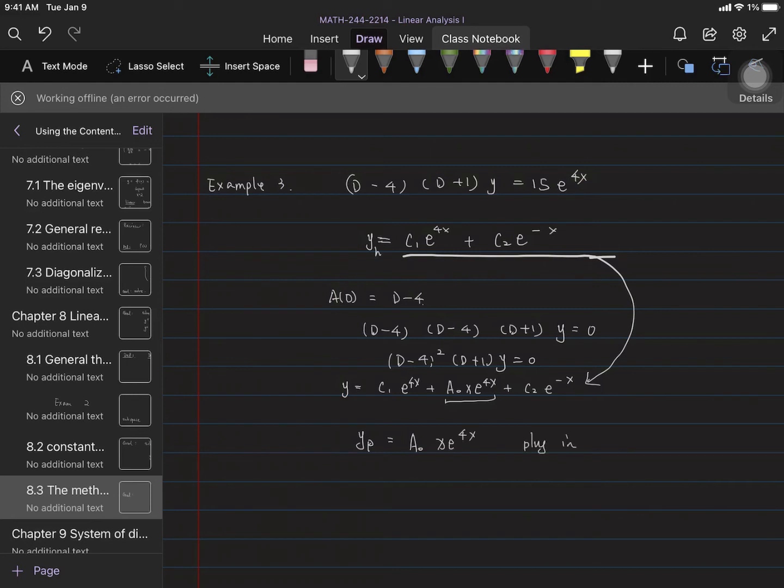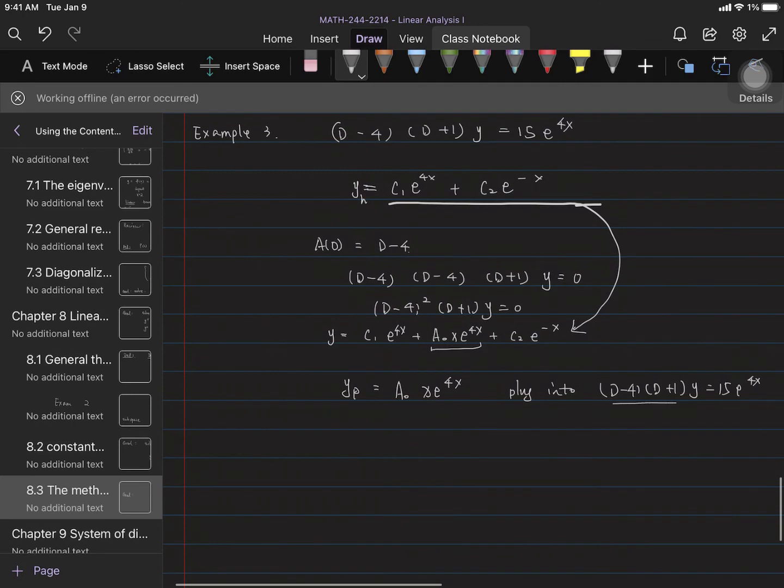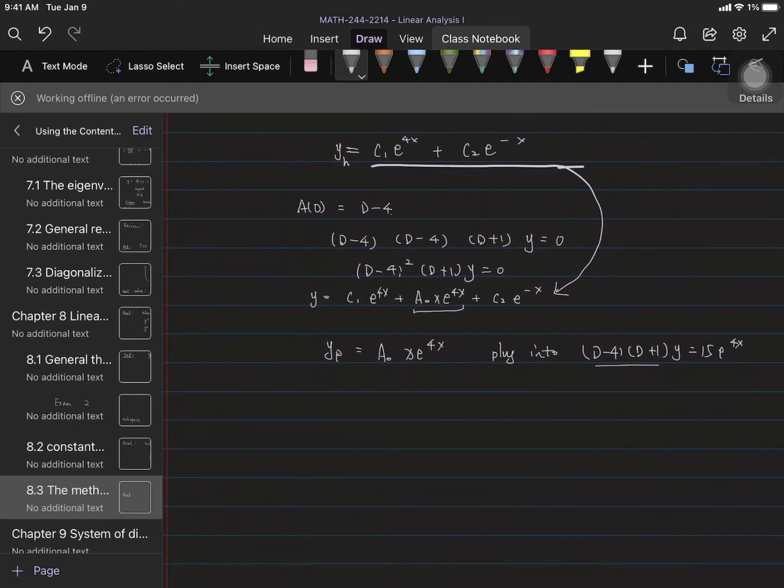Plug into the differential equation (D minus 4)(D plus 1) y equals 15 e to the 4x. Because we're going to plug into this differential equation, I'm going to simplify this a little bit. That means like a polynomial, we just do the polynomial multiplication. So D squared minus 3D minus 4, right? Times this a naught x e to the 4x, and the right side is 15 e to the 4x.